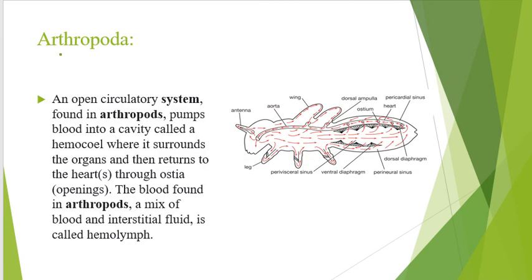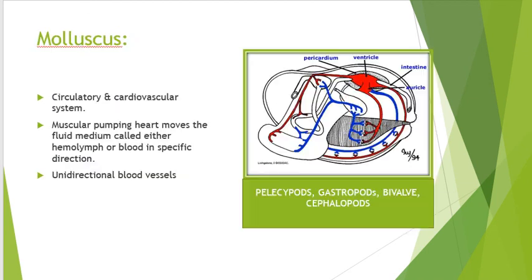Next, we have arthropods. Arthropods are the invertebrates that have an open circulatory system, which pumps the blood into a cavity called the hemocoel, where it surrounds the organs, and then it returns to the heart through the ostia, that is, an opening.